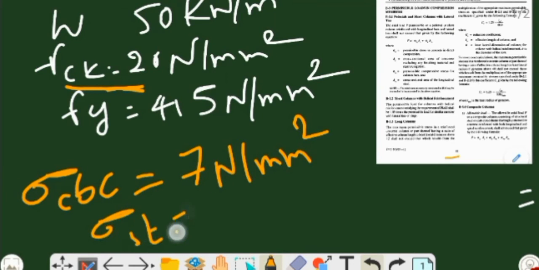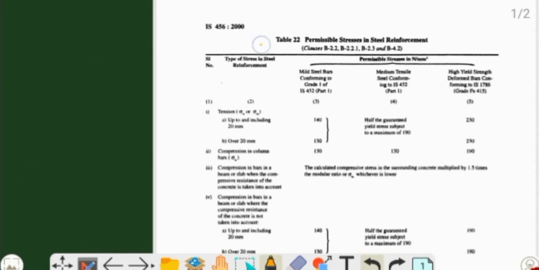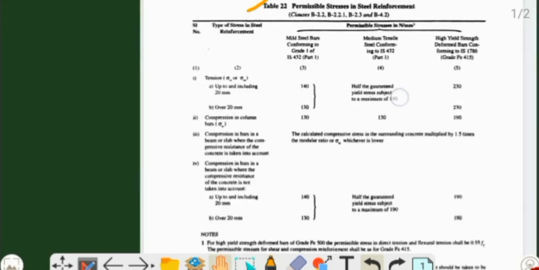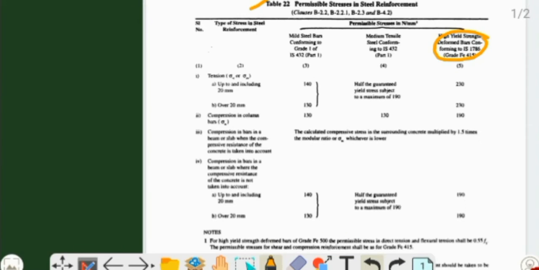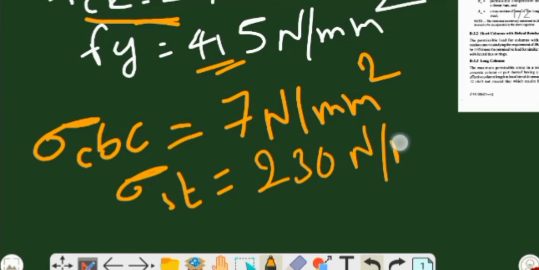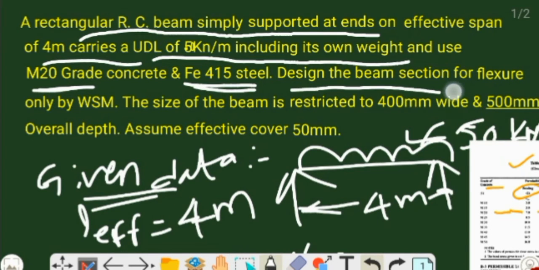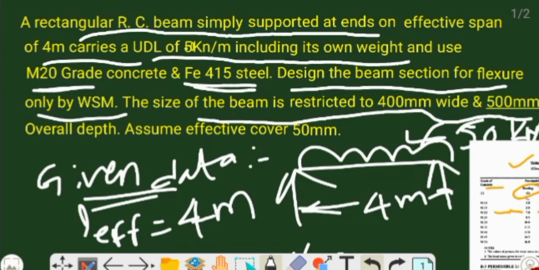Sigma st value we get by using the grade of steel, table number 22 of IS 456, page number 82. For high yield strength deformed bars, sigma st is equal to 230 Newton per mm square. Design the beam section for flexure only by working stress method. The size of the beam is restricted to 400 mm wide and 500 mm overall deep. Assume effective cover 50 mm.